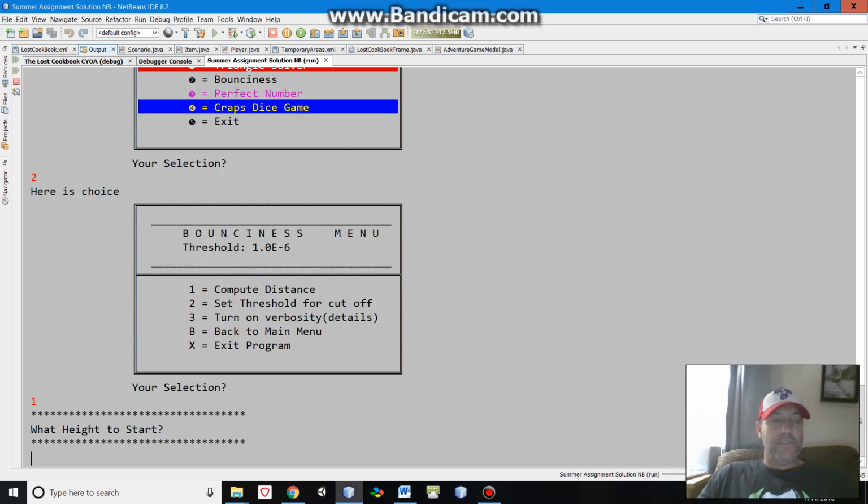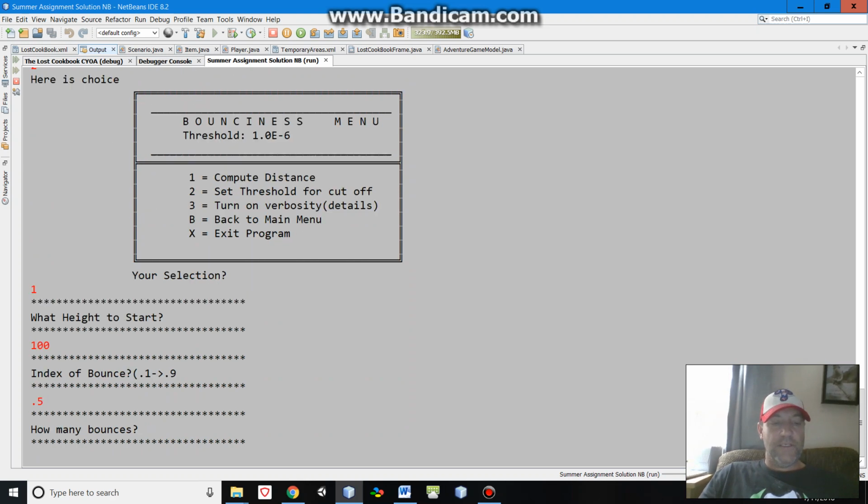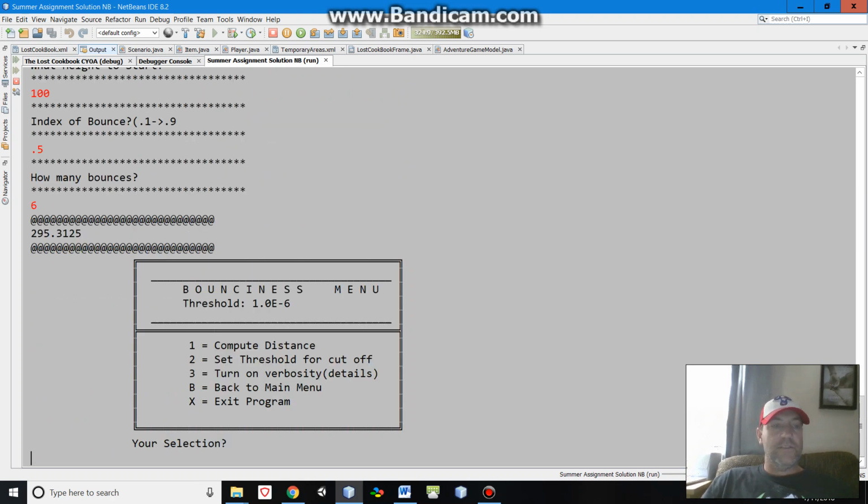Let's compute our distance. We have 100 meters or 100 feet. We have a 0.5 bounciness index and 6 bounces, and you can see there's a distance total traveled: down, up, down, up, down, up. Let's turn the verbosity on.